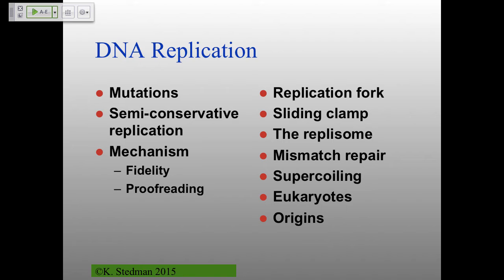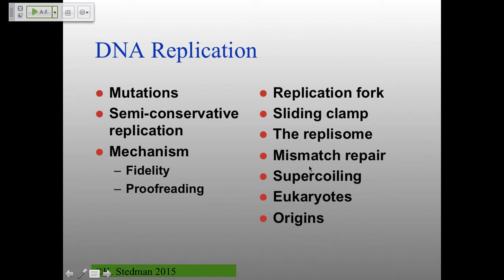All this together comes into the replisome, and then we may get around to talking about mismatch repair. What happens with mismatch repair is basically when proofreading doesn't happen or it's incorrect, then you need mismatch repair to deal with that particular problem. And then, again, if we have a chance, we'll talk about supercoiling.